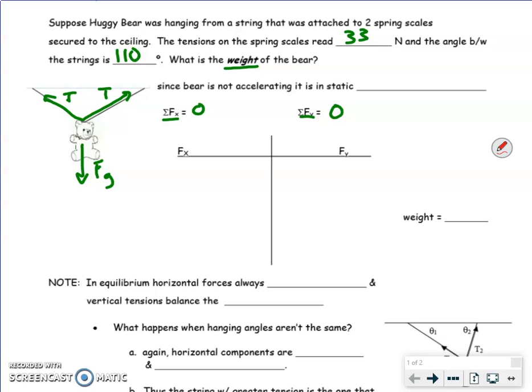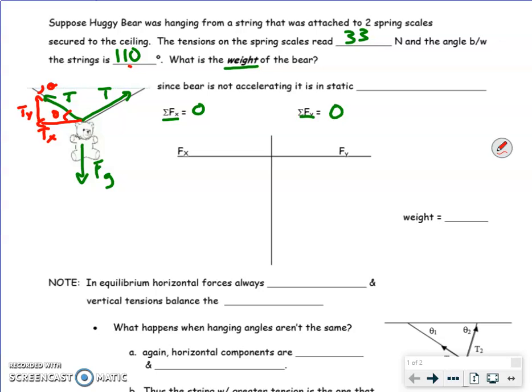I would take this component and call it Tx, and I would take this component and call it Ty, where the relevant angle here is theta. That's the same as that theta up there, the angle that the string makes with the ceiling, or the angle that the string makes with the horizontal. We're going to learn how to figure that out from geometry in a second. It's not going to be the 110 degrees that we measured, but it's related to that 110 degrees.